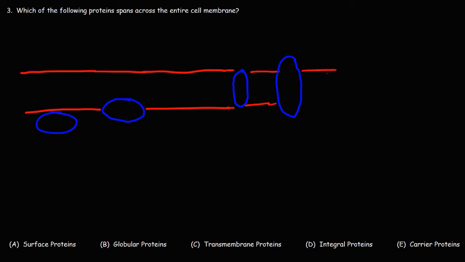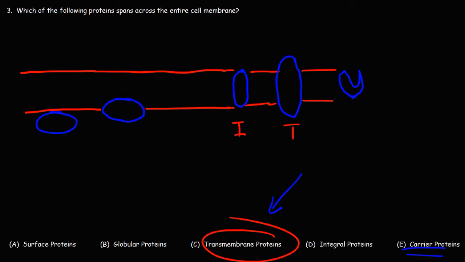The best answer is the transmembrane protein. It spans across the entire cell membrane. The integral protein is simply embedded within the cell membrane. Now keep in mind, all transmembrane proteins are integral proteins, but not all integral proteins are transmembrane proteins. And carrier proteins, as we mentioned in the video, they simply carry stuff across the cell membrane. So this is really not the best description of a transmembrane protein. They could be transmembrane proteins, they could be integral proteins, but this answer is the best answer.